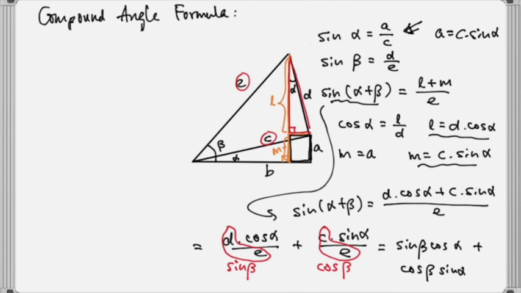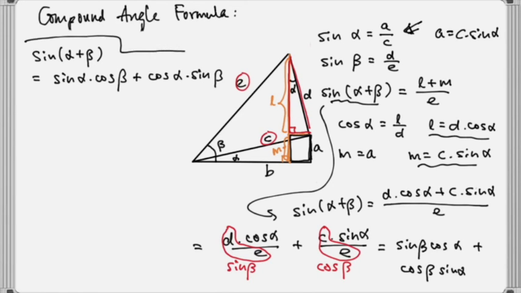Okay, I'm just going to rearrange the terms a little bit. So we arrive at the very familiar identity: sine of alpha plus beta is going to be equal to sine of the first angle times cosine of the second angle plus cosine of the first angle times sine of the second angle. Okay, so this is the angle sum identity for sine.